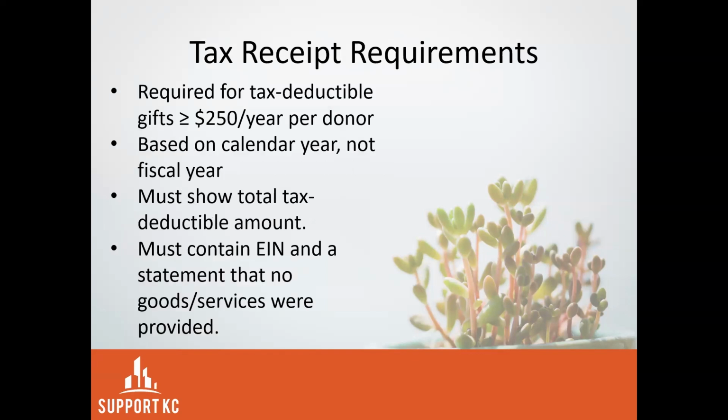Tax receipt requirements. By law, you must provide tax receipts for any donor who gives $250 or more in tax-deductible gifts during a calendar year. That is the sum total of deductible gifts, not just a single donation of $250 or more. And that means that you need to be tracking donations across the year for every donor.